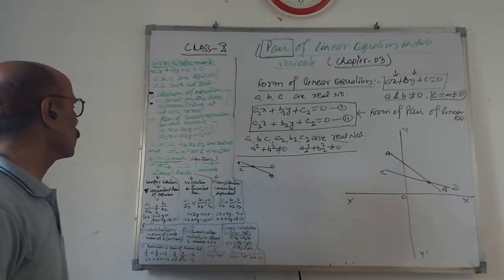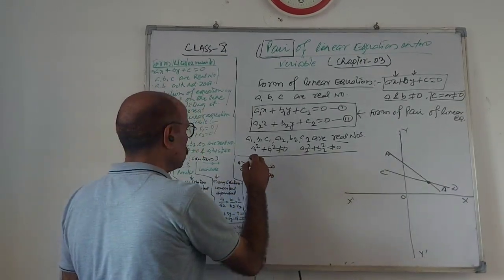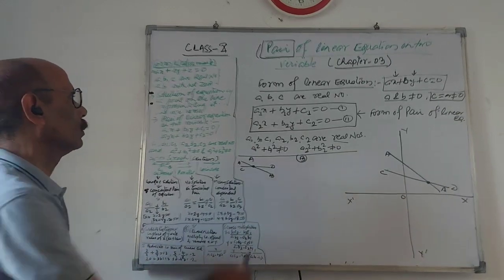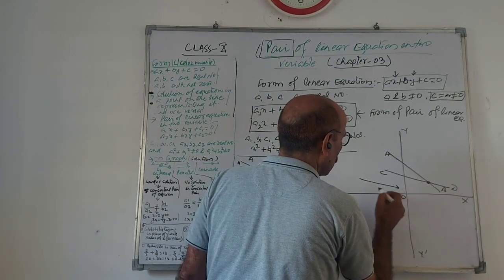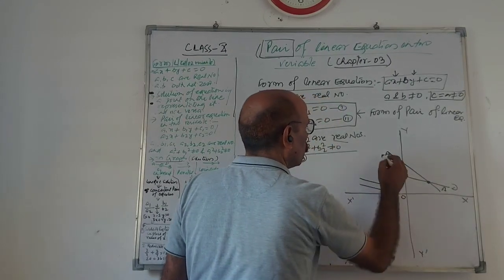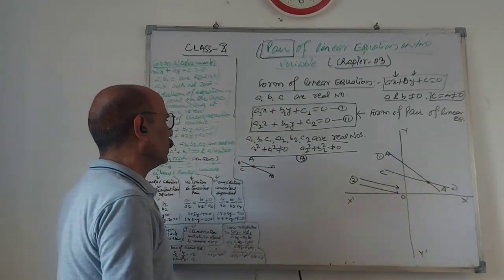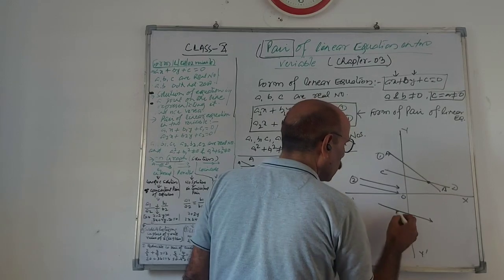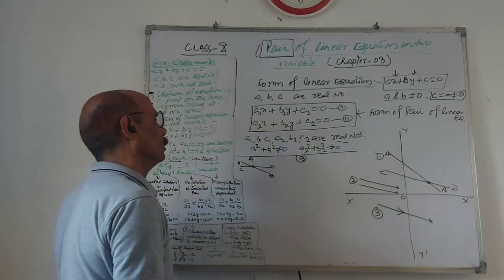If a situation like this is there, intersecting, this is one situation, suppose situation A. Another, B: two lines of a pair of linear equations may be parallel, the lines may go like this, that means they will never intersect anywhere. And the third situation may be that if one equation is representing this line, another may also be on the same line. This will be the third situation. Okay.